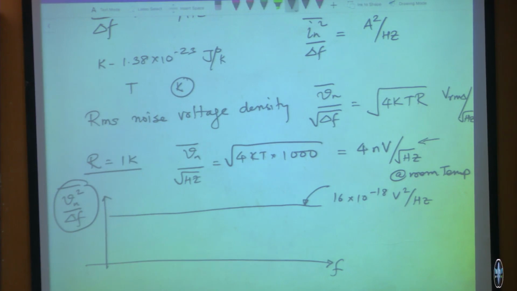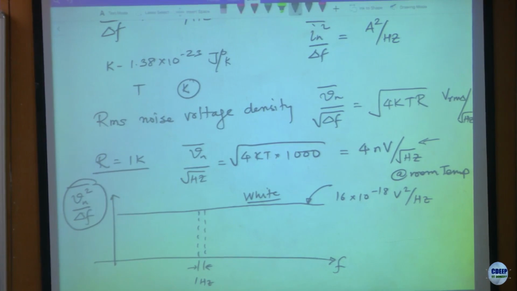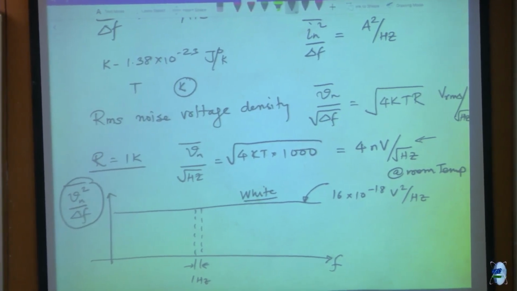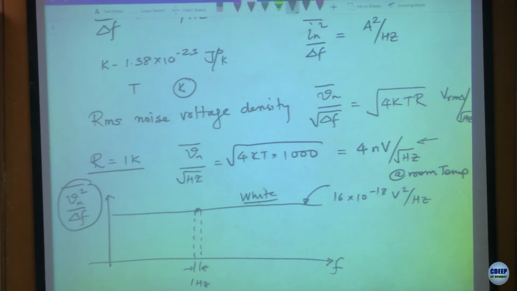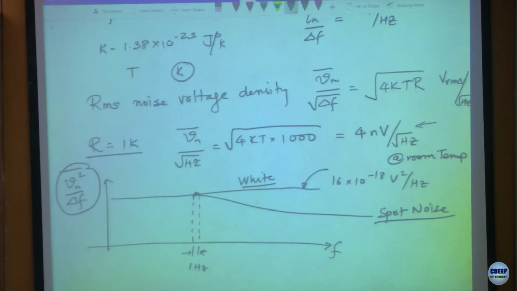Now, what is this value if I integrate it in, let us say, 1 hertz bandwidth? Let us say this is 1 hertz anywhere, this is the number I am going to get. And since it's flat over frequency, it's also called white noise. Now this number is called spot noise. If you just look at this one point integrated in 1 hertz bandwidth, then that's called spot noise. The other term is integrated noise. Integrated noise means there is an FH and FL, high and low, and then you integrate that noise over that bandwidth, okay.